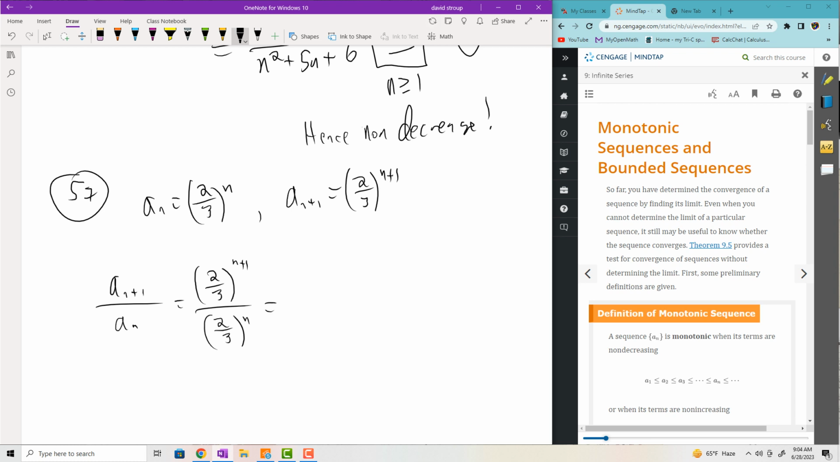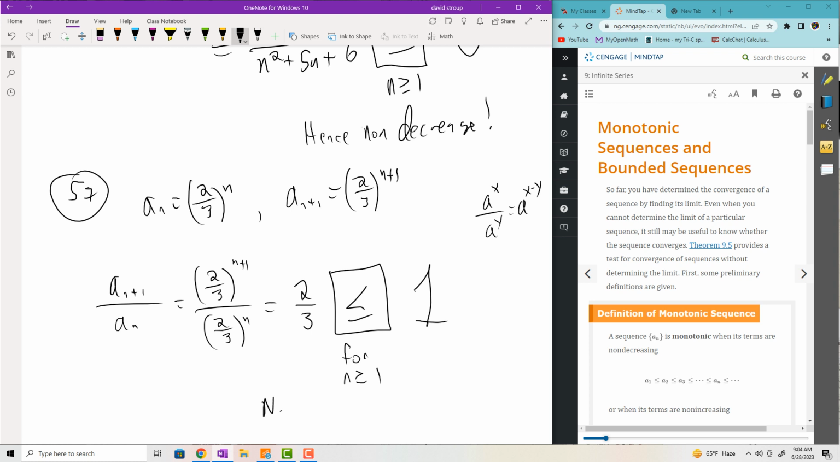You have common bases here, so it's like the case where you have a to the x over a to the y. That's just equal to a to the x minus y. So this will be 2/3 to the n plus 1 minus n, in other words, 2/3. And comparing that to the number 1 for values of n greater than or equal to 1, that will always be less than 1, right? So what does that say? That says the next term in line is actually less than the term before it, so it's non-increasing.